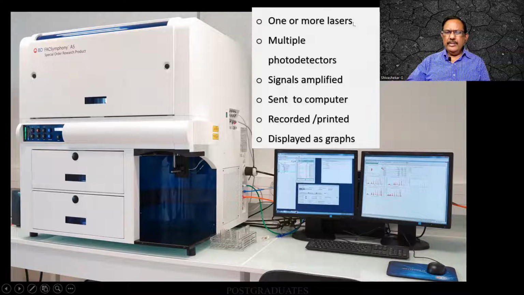So one or more lasers I had shown you earlier, multiple photodetectors. The signals are amplified. So this is extremely important. More than us just seeing, you find it is amplified and sent to the computer, recorded or printed or displayed as graphs.